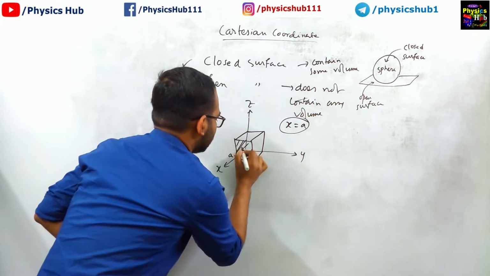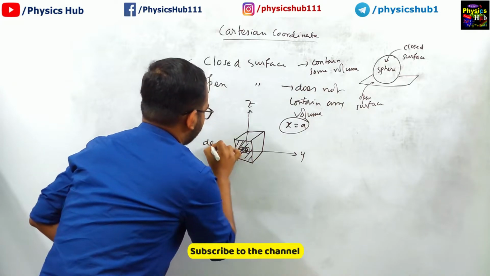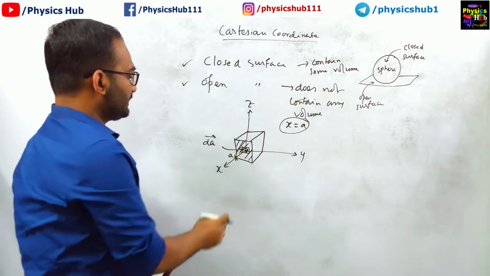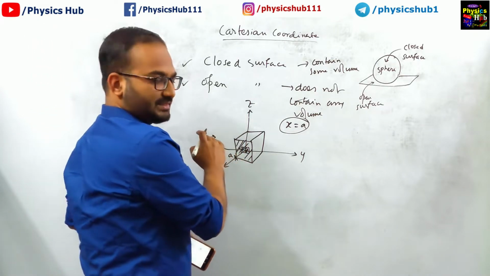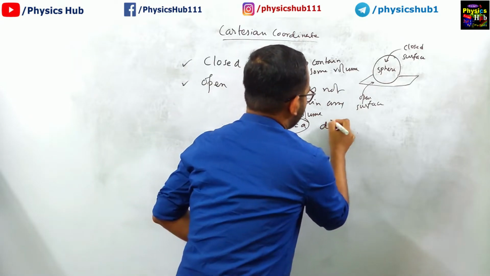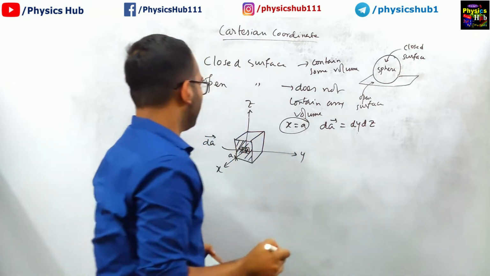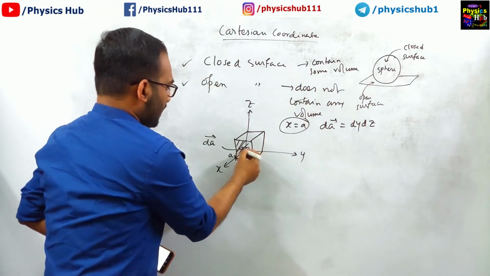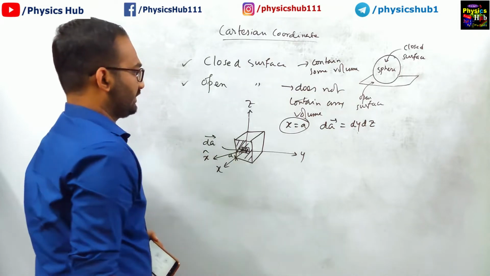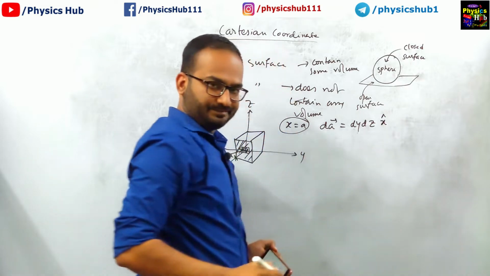If you want to specify an infinitesimal element, let us say dA, how will you define it? On this plane, x is not changing. What is changing? y and z are changing. So here dA we can write as dy dz. What about the direction? The direction will be the outward drawn normal. As you can see, this is along the positive x cap direction. So dA will be dy dz x cap.